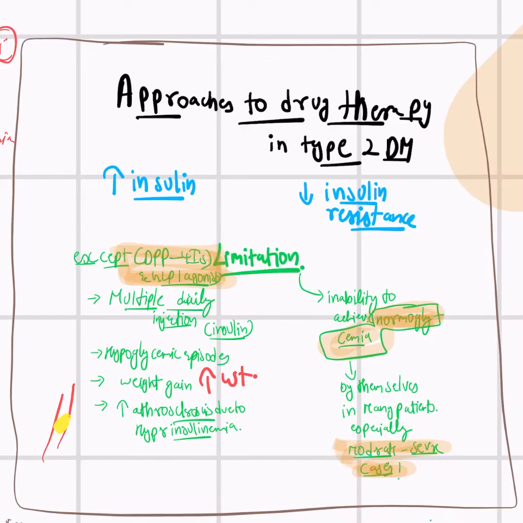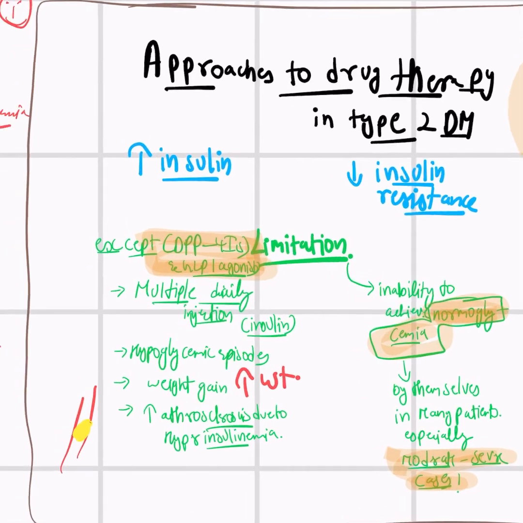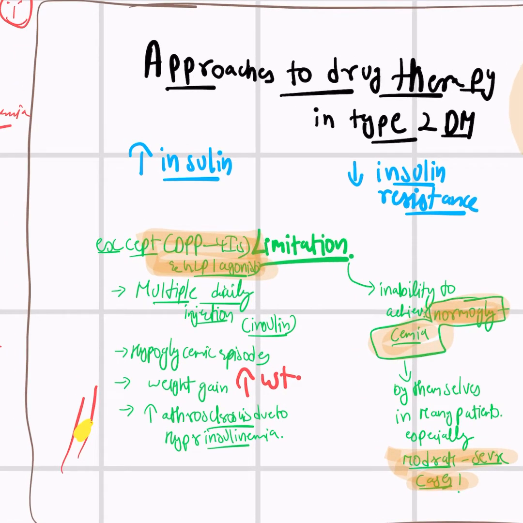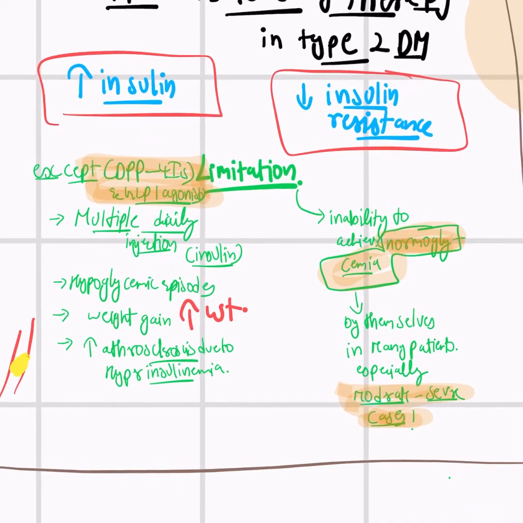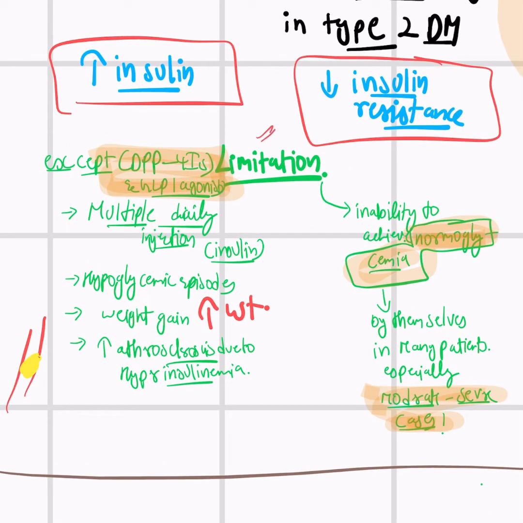Alright, if you were to speak about the approaches to drug therapy in type 2 diabetes mellitus, we have two ways of doing it. One is by increasing insulin, and second is by decreasing the insulin resistance itself. But there are some limitations for this. Once we are increasing the insulin, invariably we'll have multiple conditions of hypoglycemia, and also the fact that we'll have to give multiple daily injections.